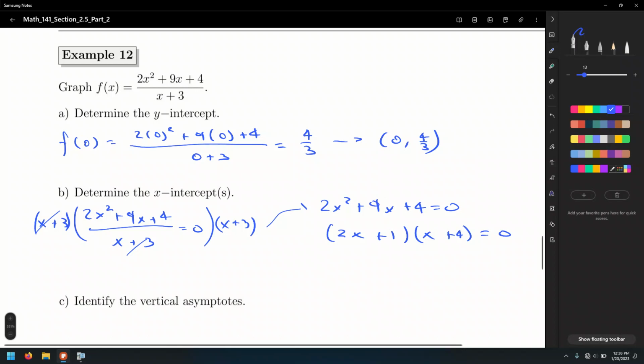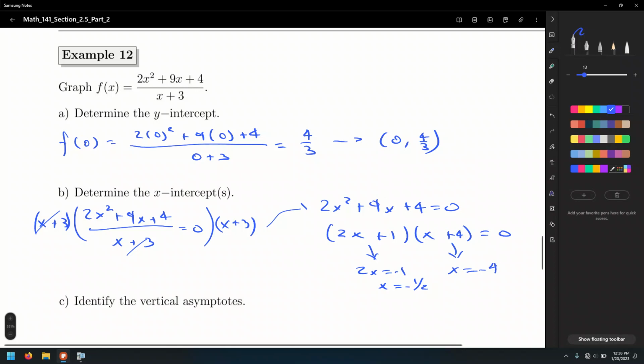You can do the foiling to verify that, and you will find that it's going to take us back to the original polynomial. So, using the zero product property, that means 2x equals negative 1, so x equals negative 1/2, and otherwise x equals negative 4.